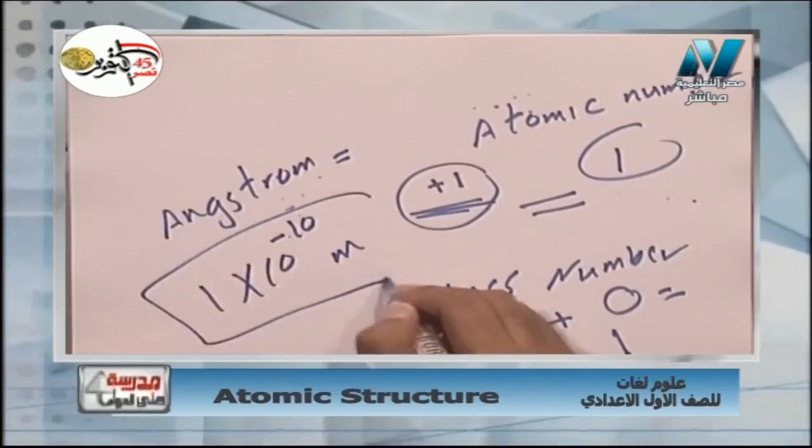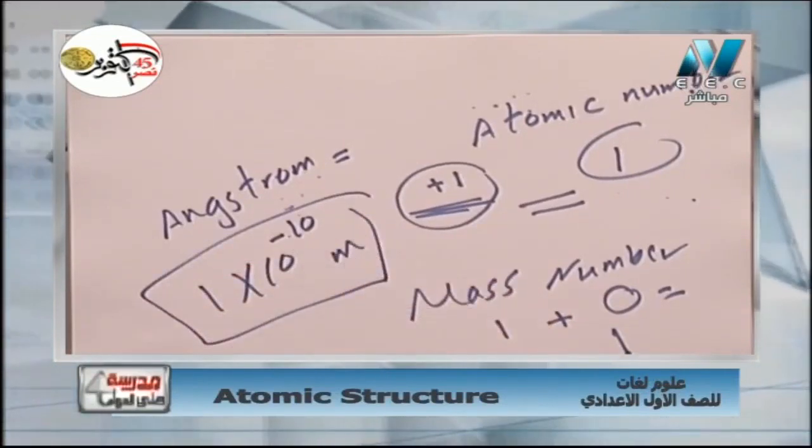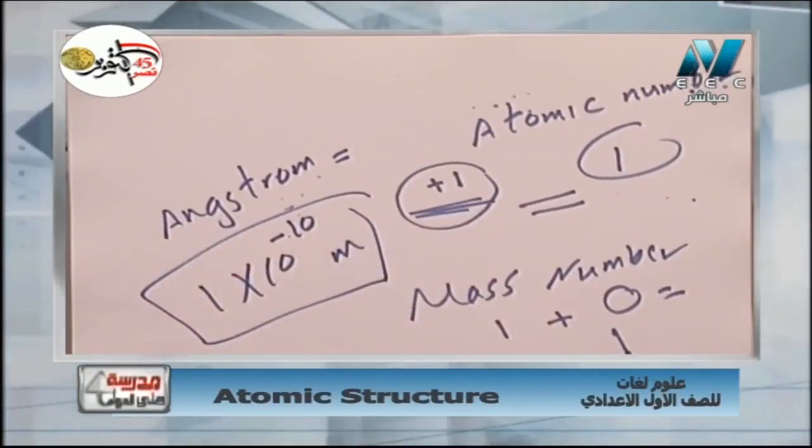Okay. Number 2, the atomic size is very small. It is measured in angstrom unit. 1 angstrom equals 1 times 10 power negative 10 meter. So small. So small.